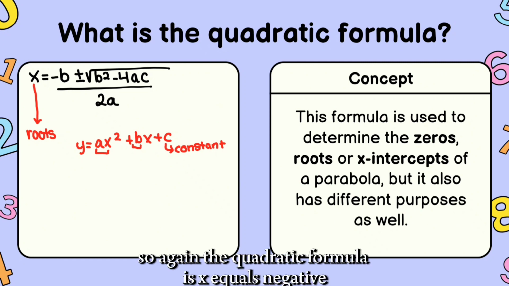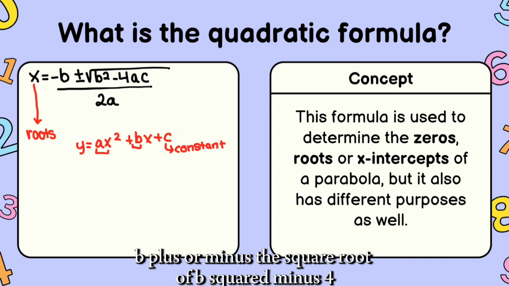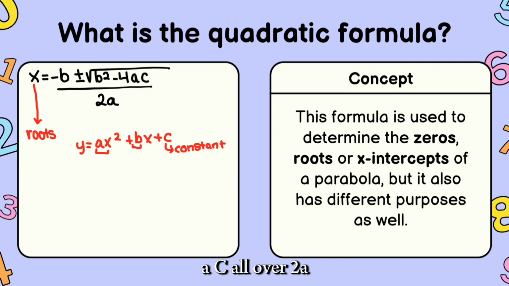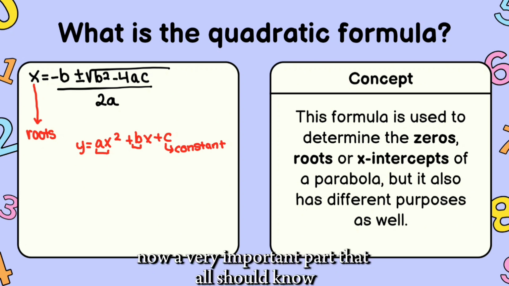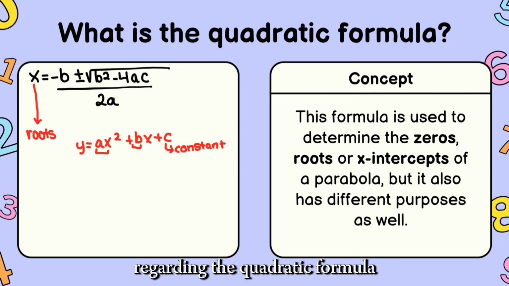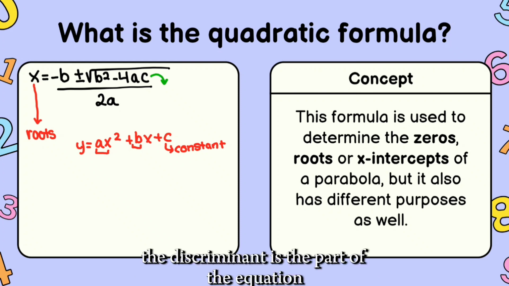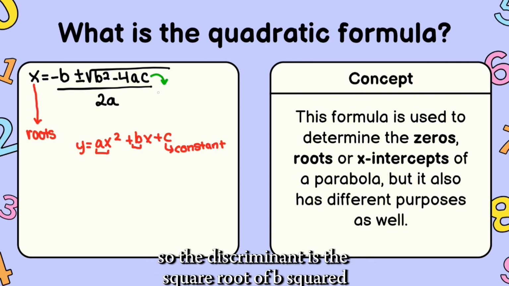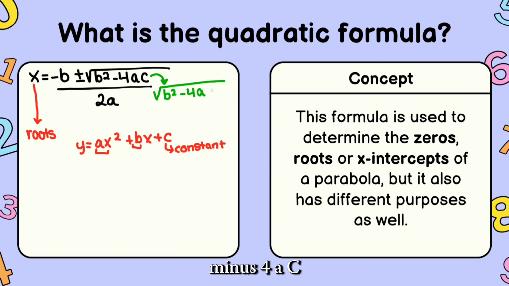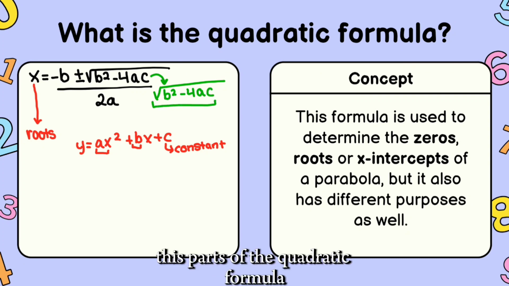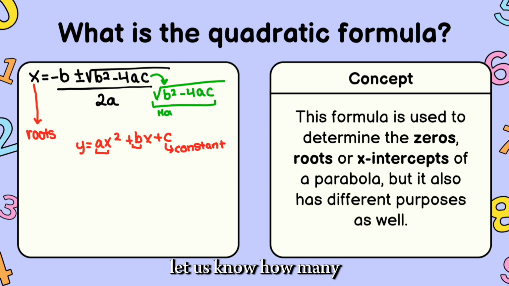So again, the quadratic formula is x equals negative b plus or minus the square root of b squared minus 4ac, all over 2a. Now, a very important part that all should know regarding the quadratic formula is the discriminant. The discriminant is the part of the equation that is inside the square root, so the discriminant is b squared minus 4ac. This part of the quadratic formula lets us know how many solutions the function will have.